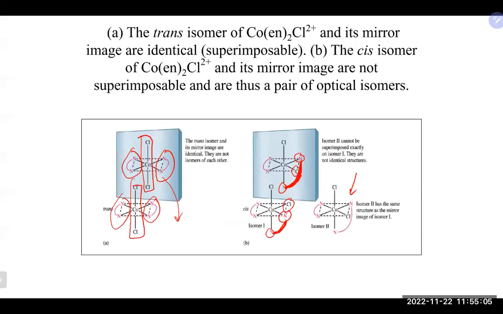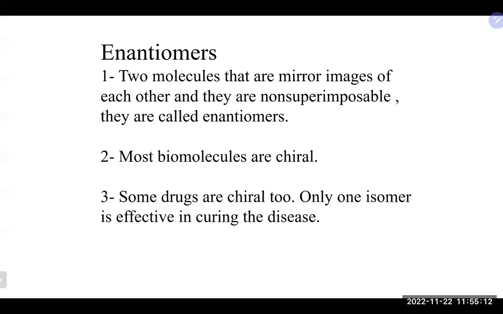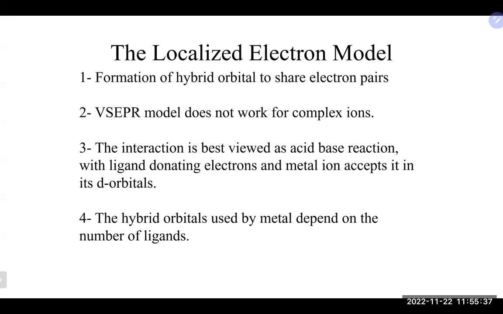So those that are not superimposable are basically a pair of what are referred to as optical isomers. They'll be able to rotate plane polarized light. Two molecules that are mirror images and non-superimposable are also referred to as enantiomers. A lot of biomolecules are chiral, and a lot of drugs are as well. So sometimes one isomer, depending on the connectivity, can actually do some good things, and the other one is sort of a dud, just based on these differences in the connectivity.